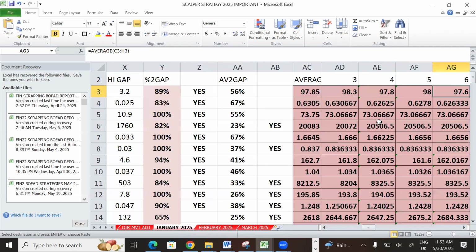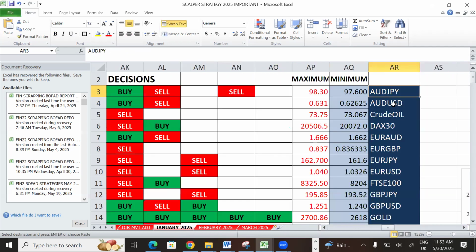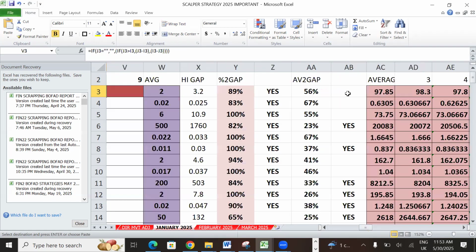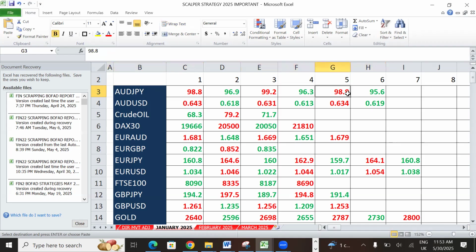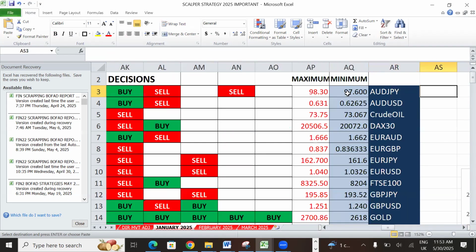So let's go and look at, you can see here, 95.3 and 96, sorry, let me confirm that. So 96.3 and 95.6. You can see that 95.6 and 96.3, 96.3 and 95.6, they are both below this point.